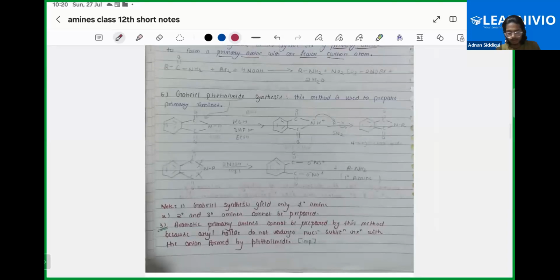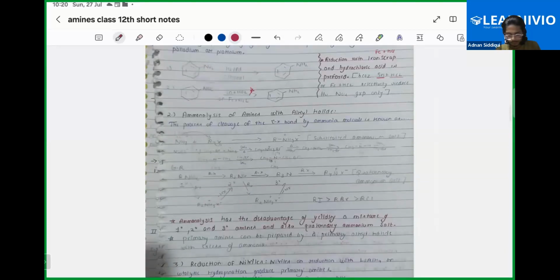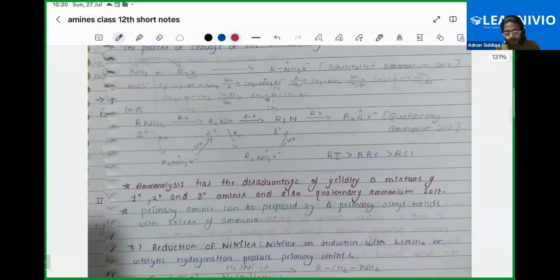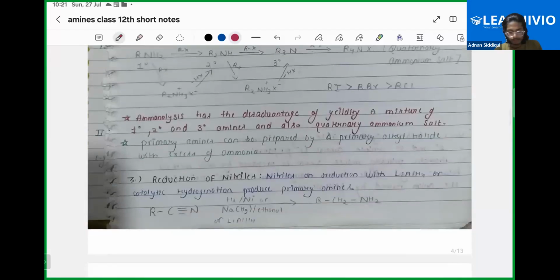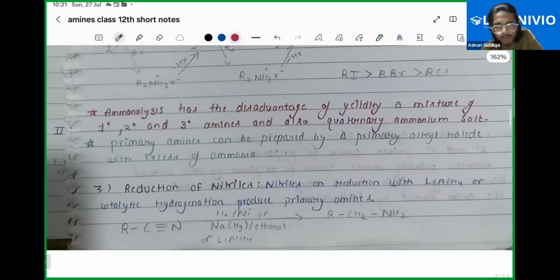So let us see what is happening here. This is the thing that we have already discussed. The reaction mechanism I have showed you. In the next page, it is written in a concise way. Ammonolysis has a disadvantage of yielding a mixture of 1 degree, 2 degree, and 3 degree amines, and also quaternary ammonium salt. If you want to prepare only primary amine, then you have to take your ammonia as excess.